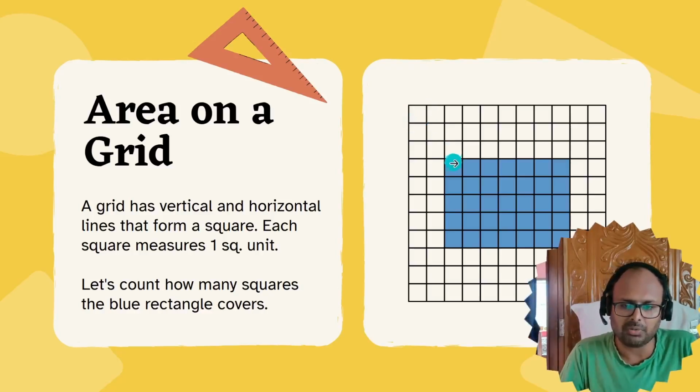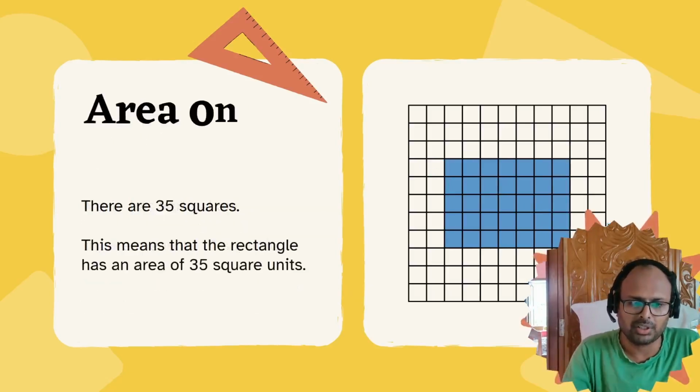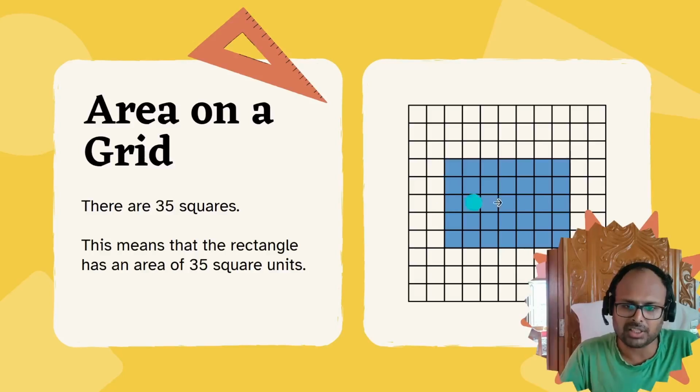Now, first of all, we need to find out how many square units this particular rectangle has. If you count the square units, you will find 1, 2, 3, 4, 5, 6, 7, and 7, 14, 21, 28, 35. So this rectangle has 35 square units. That means this rectangle has an area of 35 square units.